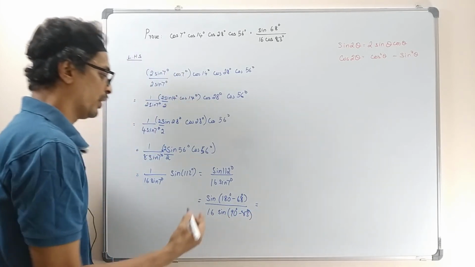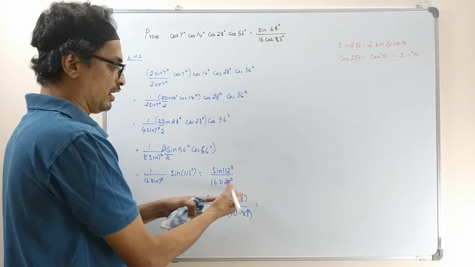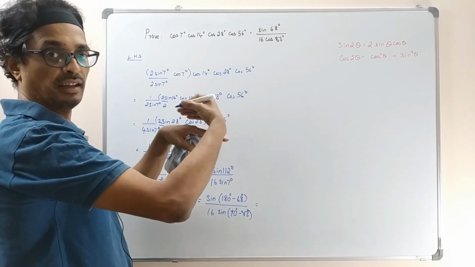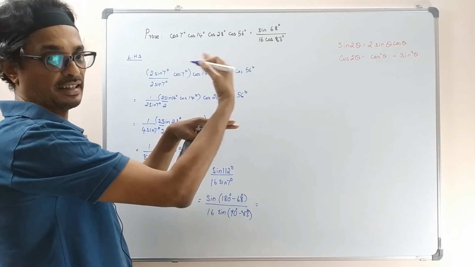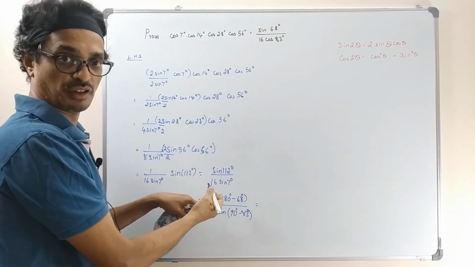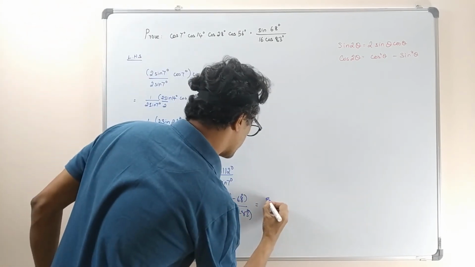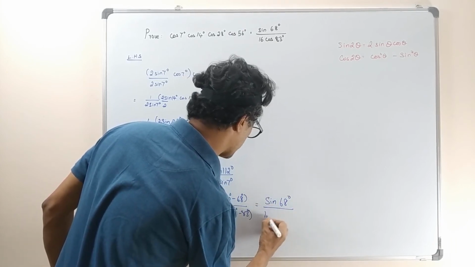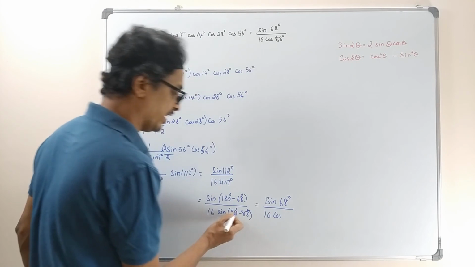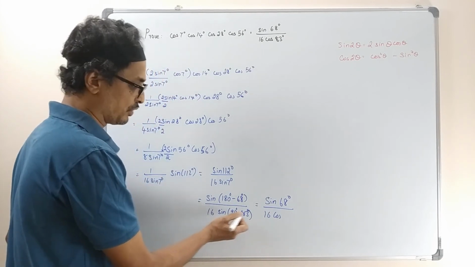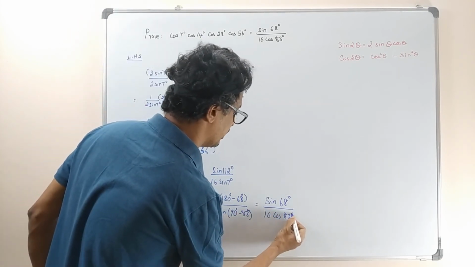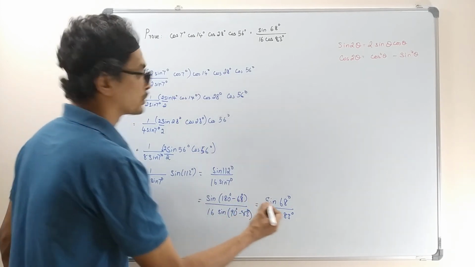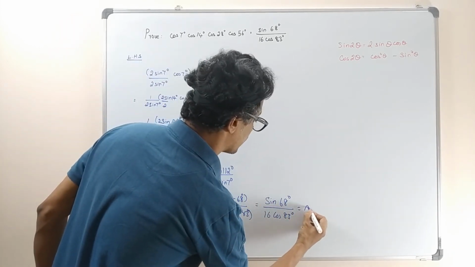So what will this be? Sin of 180 minus 68 is sin 68 only. But what is the formula? 180 minus that falls in the second quadrant, so sine will be positive. Correct? So this is going to be sin 68 degree divided by 16 into cos 83 degree, because sin of 90 minus 83 is cos 83 degree, as it lies in the first quadrant and everything is positive. So that is your RHS, and hence proved.